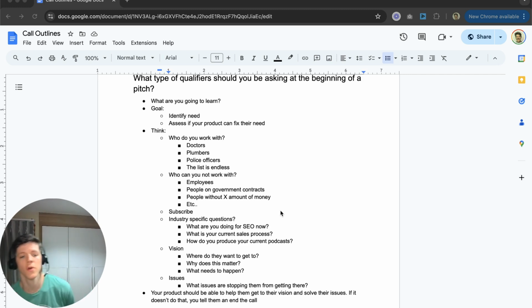So think, who are the people who you need to work with? That's usually pretty broad. I only work with doctors, I work with plumbers, I work with police officers, I work with men, I work with women, whatever it is. Figure that out. And then you want to start probing them and asking questions.